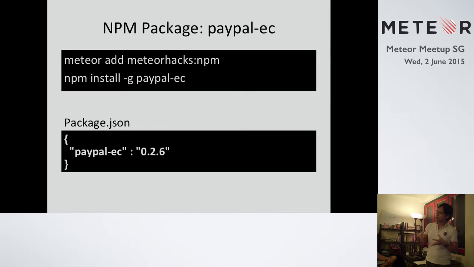So your Meteor platform needs to allow normal Node NPM packages to be used within your product, which you do by adding this package called Meteor Hacks NPM. That will allow you to use normal Node packages inside your Meteor projects. After you add this, you can install your NPM package using this command, and a file called package.json will be generated. You need to copy and paste the package name and the version number and stuff like that. This is generally the big overview.